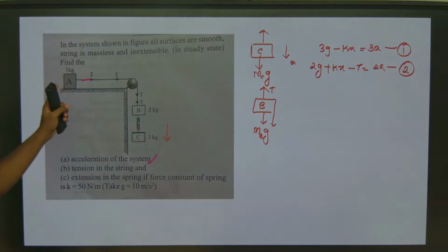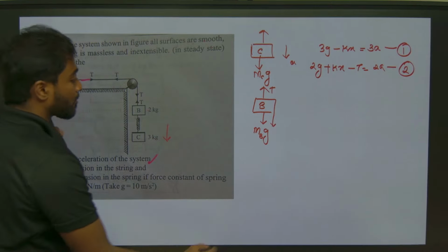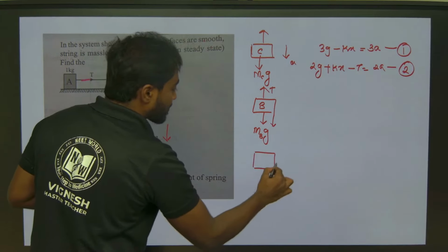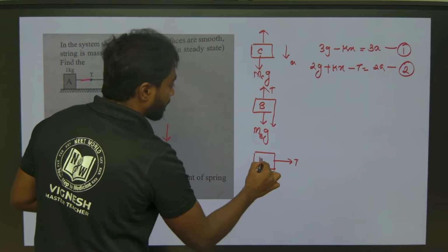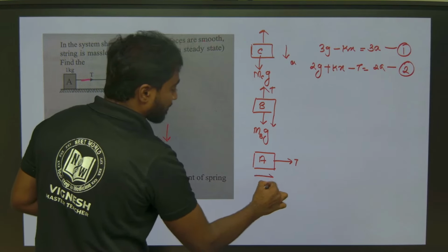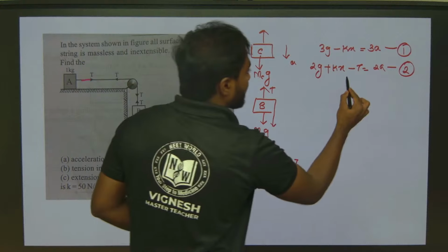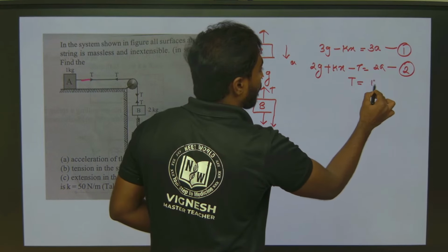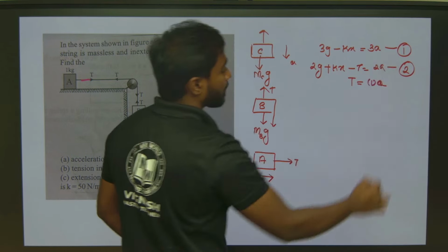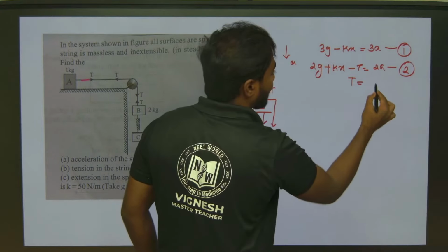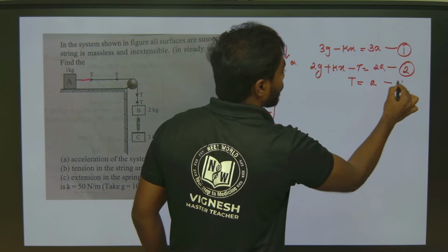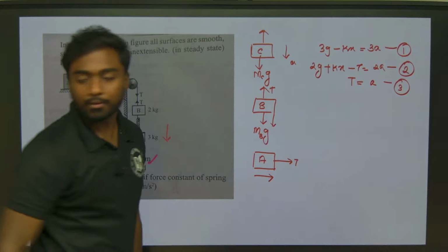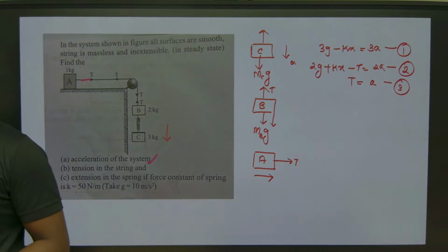Now the third equation, for block A. Block A has a tension, and acceleration in this direction. So T equals 1a. Can I write it like this? T is equal to a. So this is my equation 3. Is there any doubt in these equations?